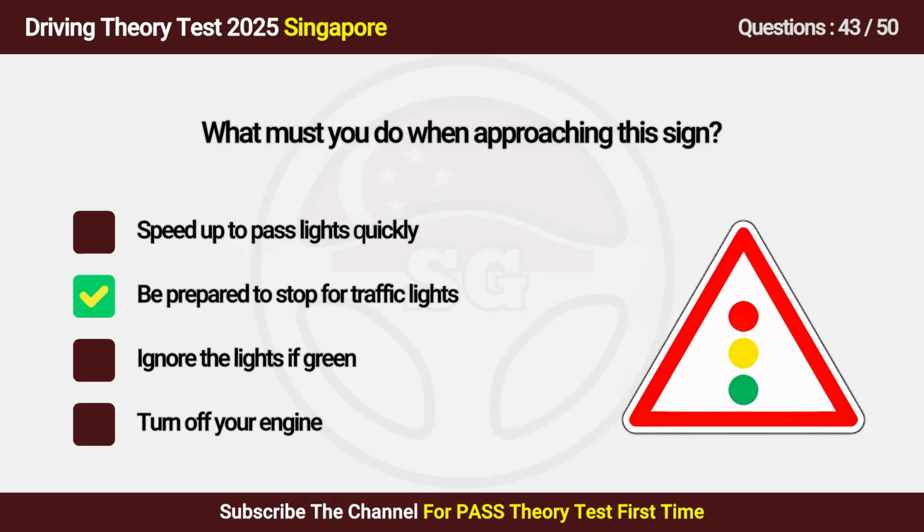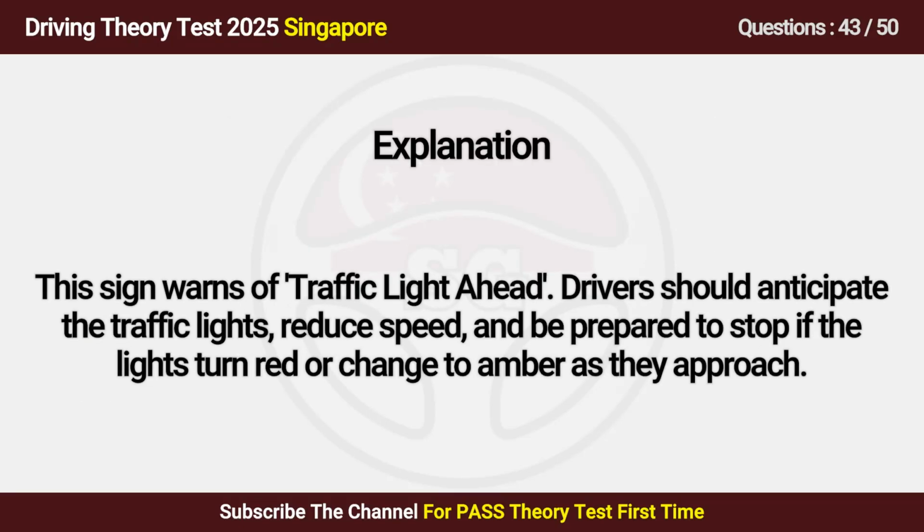Answer is B. Be prepared to stop for traffic lights. This sign warns of traffic lights ahead. Drivers should anticipate the traffic lights, reduce speed, and be prepared to stop if the lights turn red or change to amber as they approach.